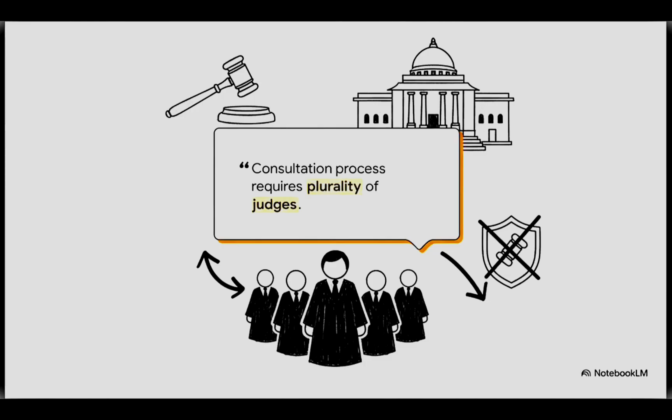Later in 2014, the government passed the 99th Amendment to replace this with a National Judicial Appointments Commission, or NJAC. However, the Supreme Court struck down the NJAC as unconstitutional. They neutrally ruled that judicial independence is a basic structure of the Constitution, which the collegium system aims to protect.